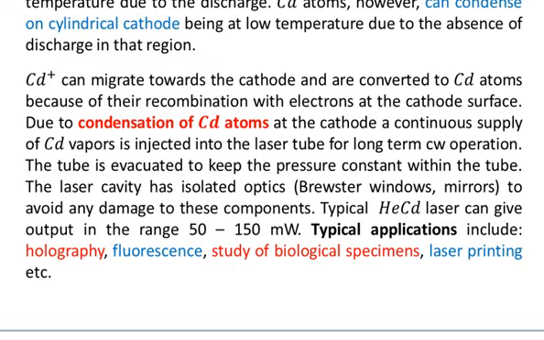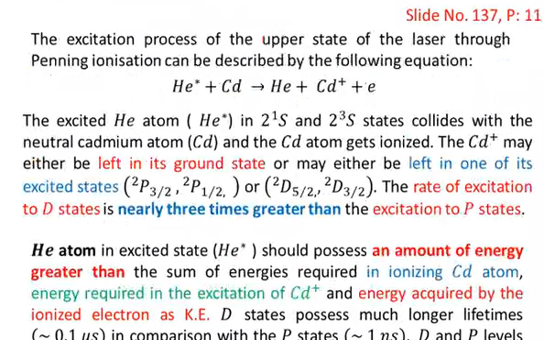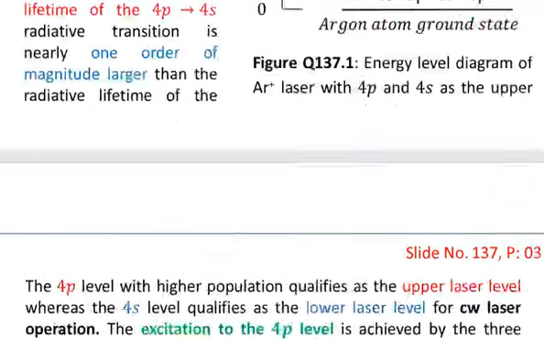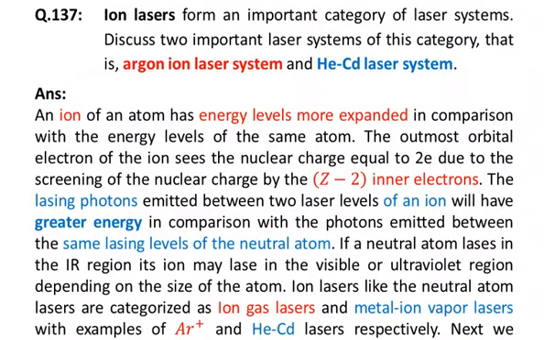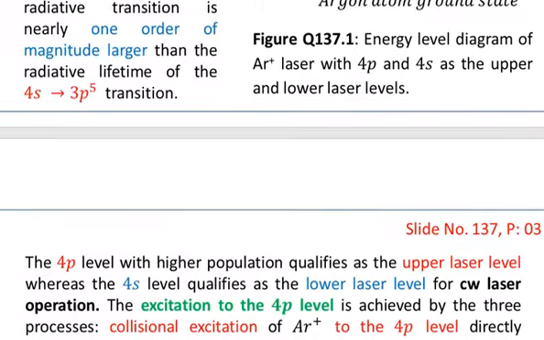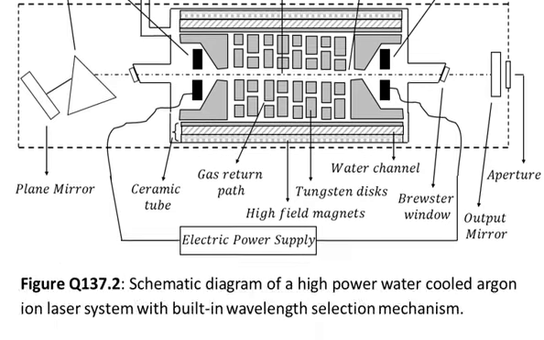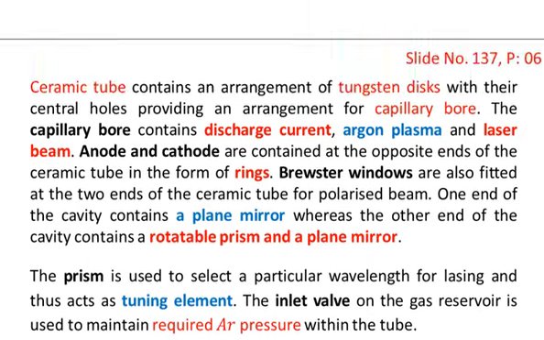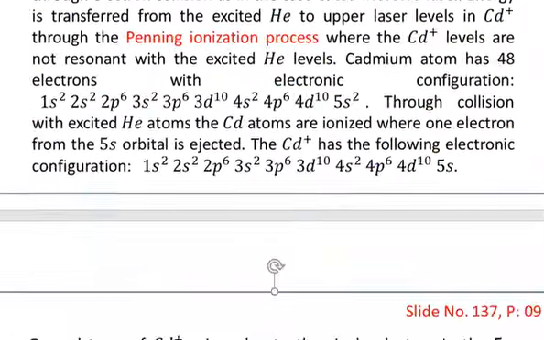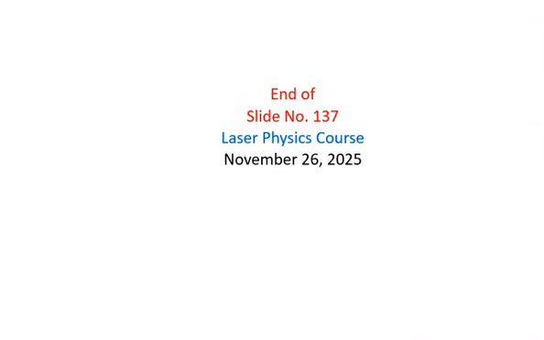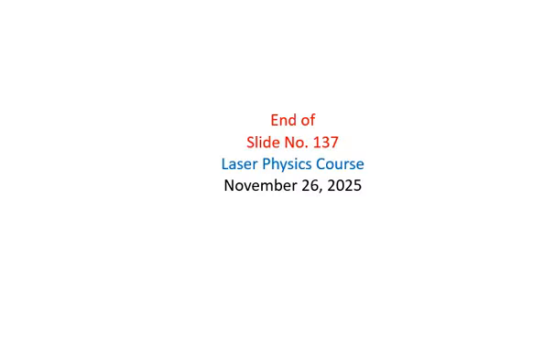So you see that I have explained two lasers in this lecture. One laser was the argon ion laser system. The other was the helium-cadmium laser system. These two have been explained in greater detail. As far as the helium is concerned, you can see the excitation of the helium and their corresponding energy terms by having a look at slide number 136. That is a previous slide. So this is the end of slide number 137.